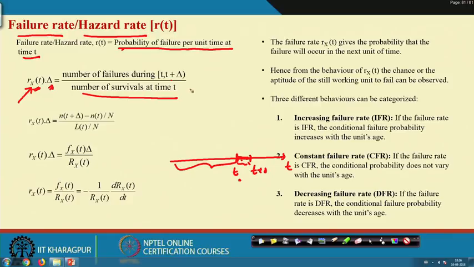So, that is what is given here. Number of failures between t and t plus delta, by number of survivors at time t, which is nothing but the reliability. So, this can be written like this: number of failures during t and t plus delta. So at t plus delta, the number of failures is n(t plus delta) and it is n(t). So the difference is this one.